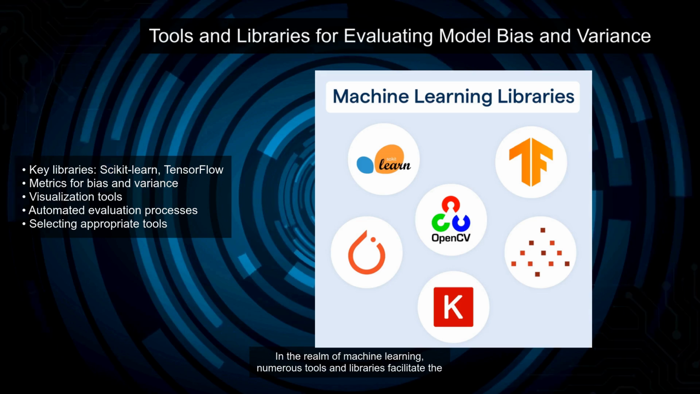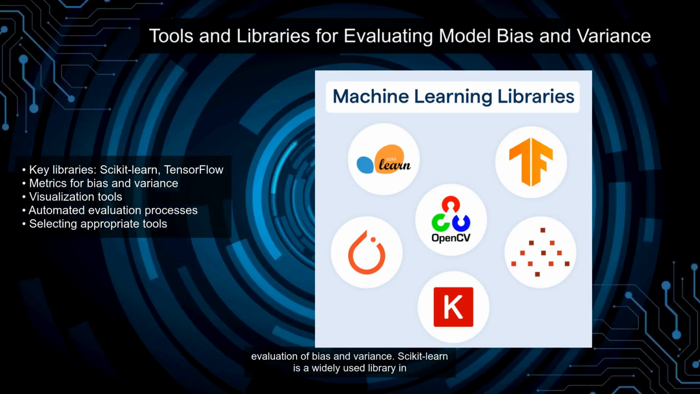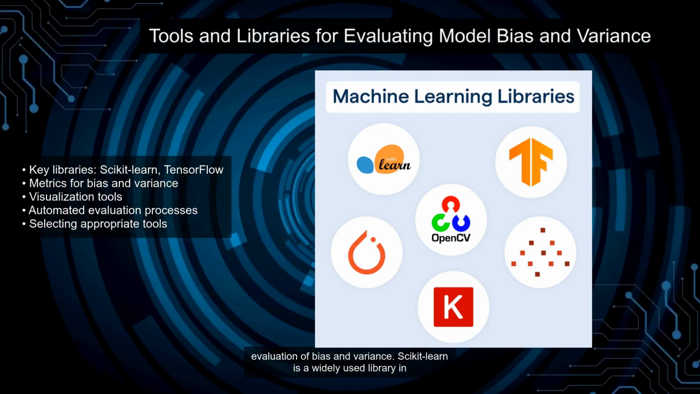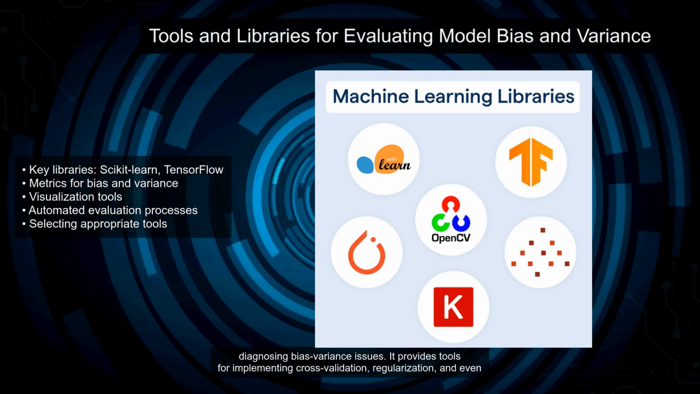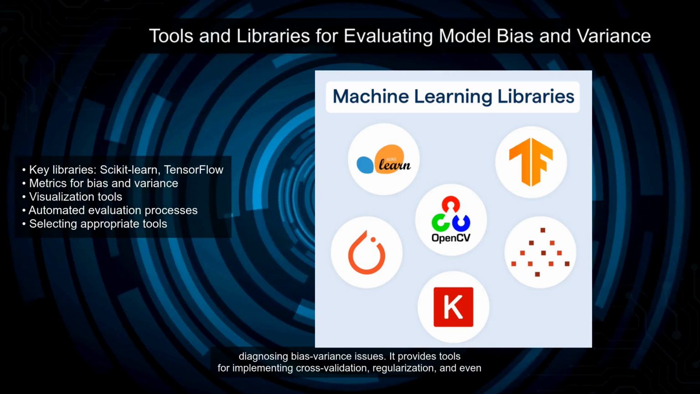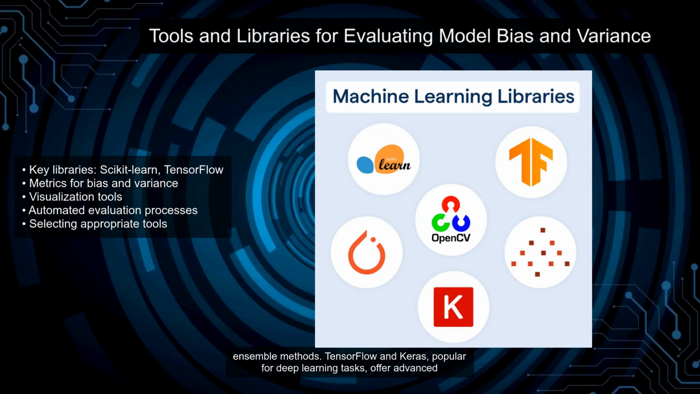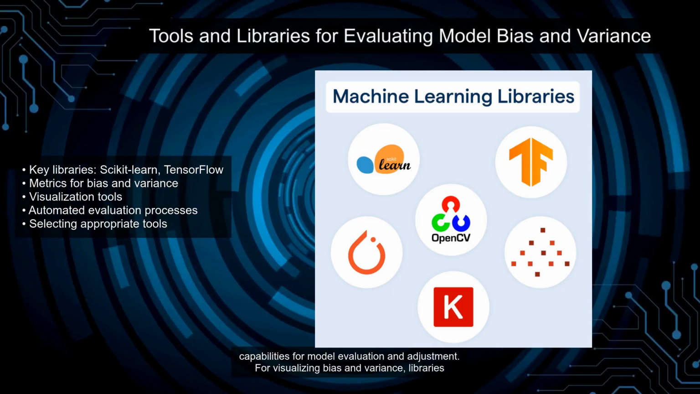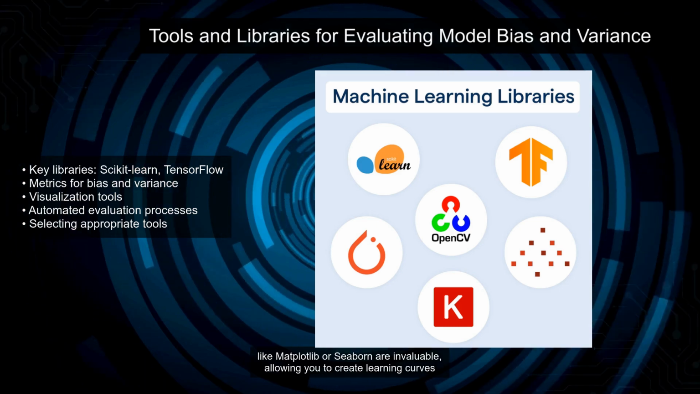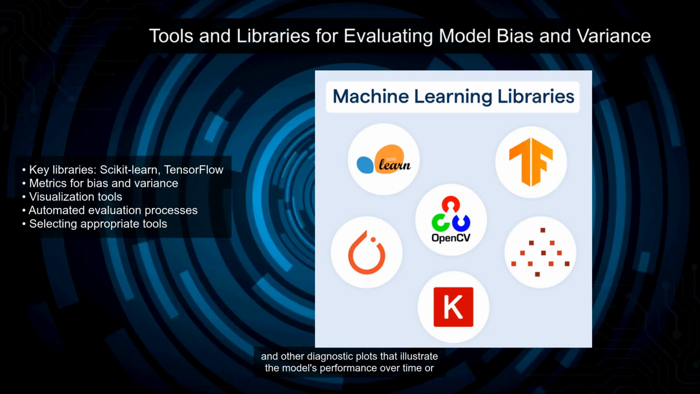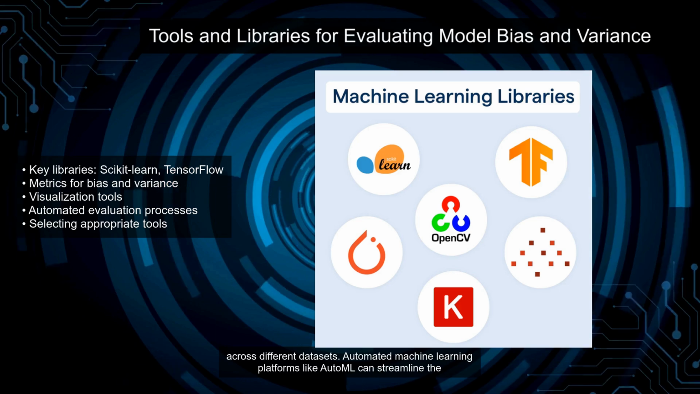In the realm of machine learning, numerous tools and libraries facilitate the evaluation of bias and variance. scikit-learn is a widely used library in Python that offers various metrics and functions for assessing model performance and diagnosing bias-variance issues. It provides tools for implementing cross-validation, regularization, and even ensemble methods. TensorFlow and Keras, popular for deep learning tasks, offer advanced capabilities for model evaluation and adjustment. For visualizing bias and variance, libraries like Matplotlib or Seaborn are invaluable, allowing you to create learning curves and other diagnostic plots that illustrate the model's performance over time or across different datasets.